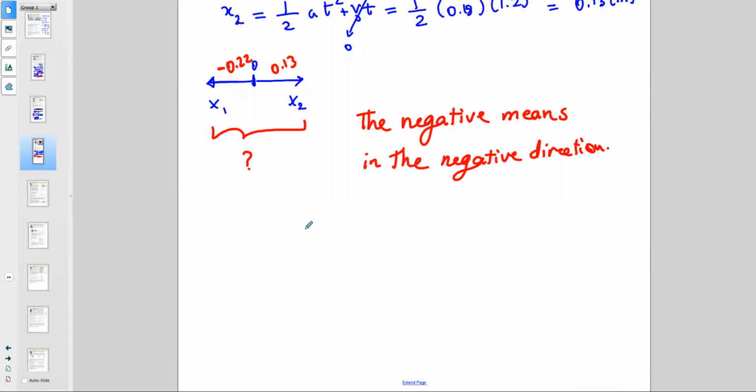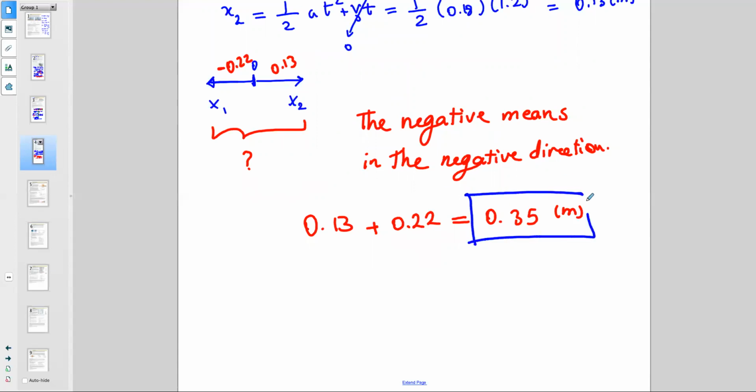Now, if I do that, I will have 0.13 plus 0.22, which is 0.35 meters away from one another. One of them is 0.22 in the negative direction. The other one is 0.13 in the positive direction. So that means they are 0.35 meters apart.